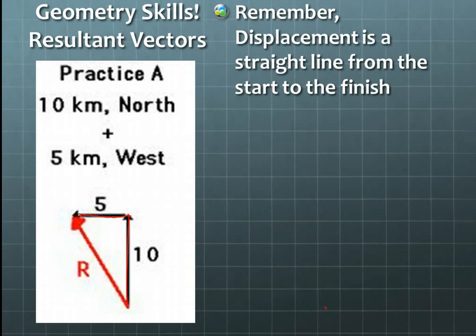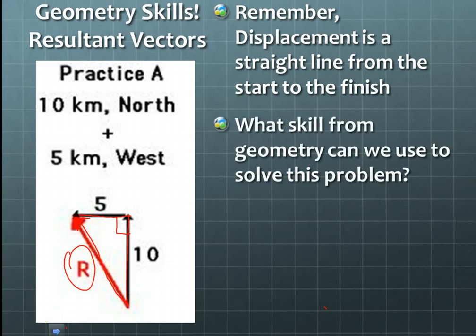And so the resultant vector, or combining the vectors, creates this right triangle here. And so my question to you is, how do I find this length right here? I just want to give you a minute to think about that. What kind of skill could I use from geometry? And hopefully some of you have thought about it. And that would be the Pythagorean theorem.